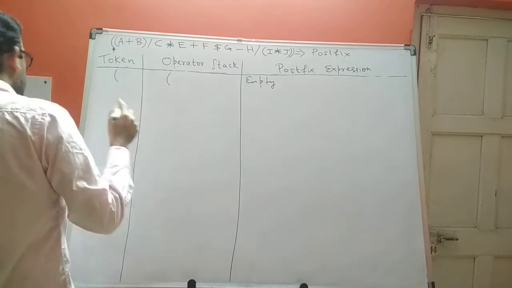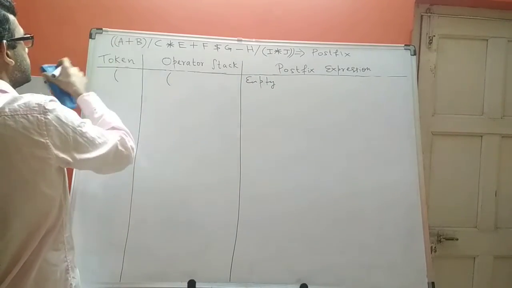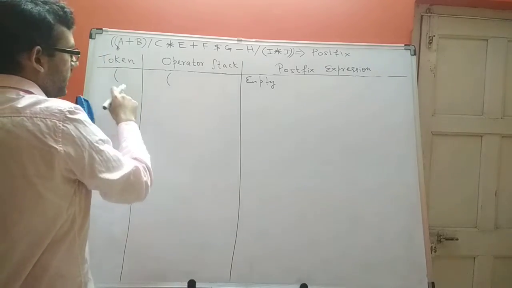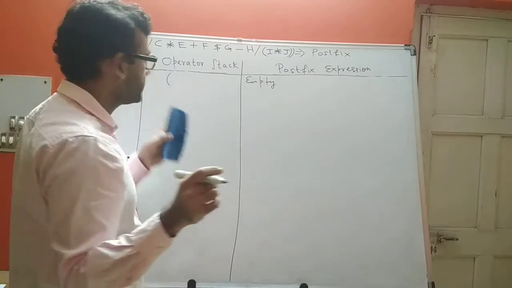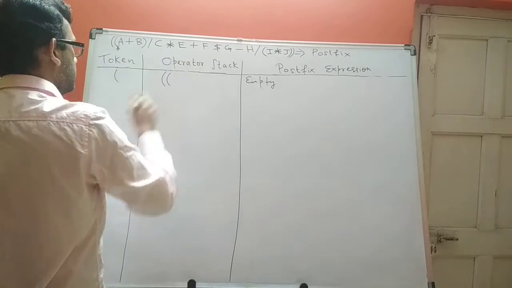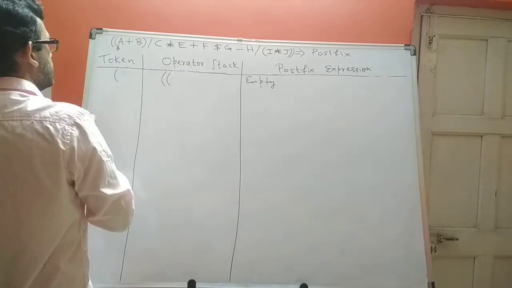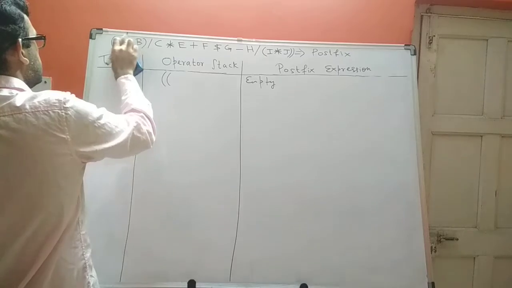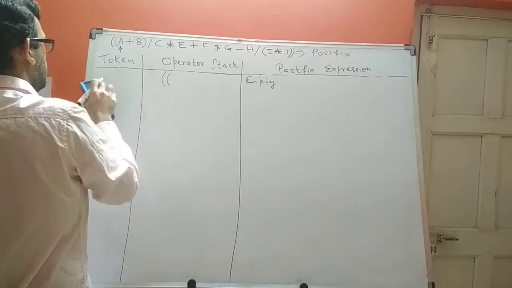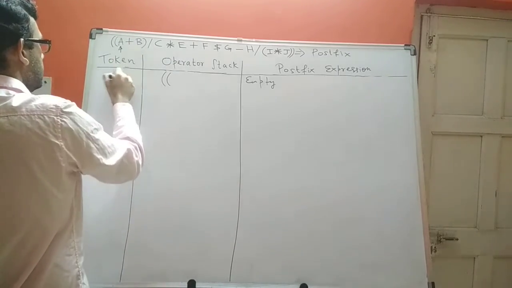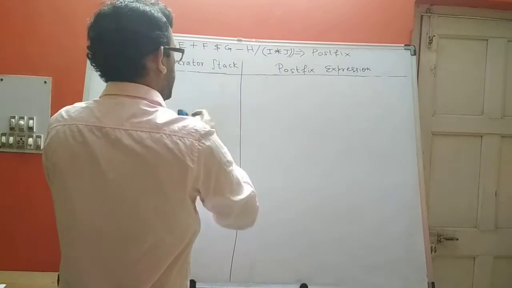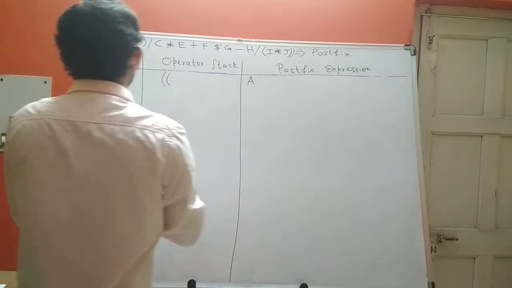The next token is again opening parentheses. Now opening parentheses, when it is the current token, has the highest precedence. So you will push it onto the stack. Now after that, you have A as your current token. A is an operand, so I'll add it to the output.